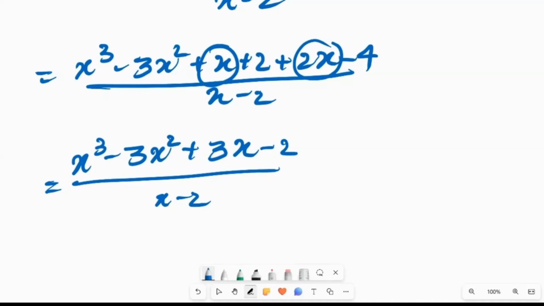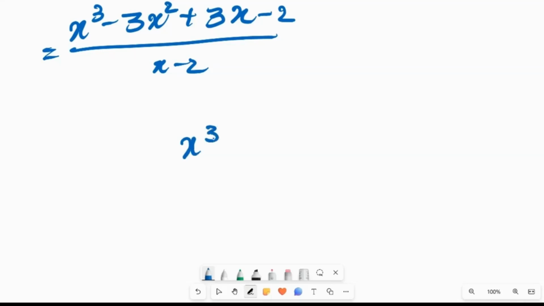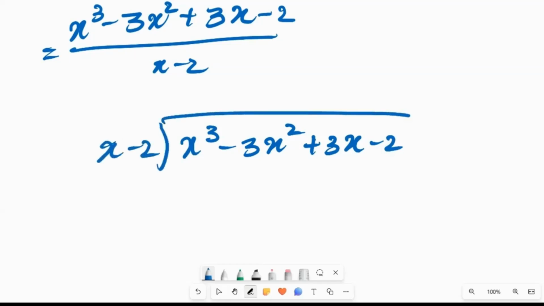So now it's just division of polynomials. So x cube minus 3x square plus 3x minus 2, dividing it by x minus 2. So how do we divide two polynomials? We have three steps. First step is, we need to find a term that is to be multiplied to the first term of g of x to get the first term of p of x, right? So what do we need to multiply here to the first term of g of x, that is x, to become x cube?